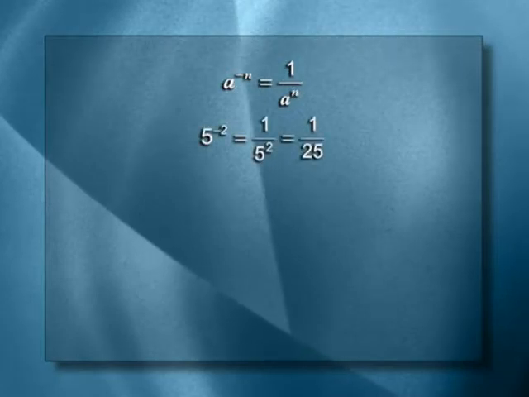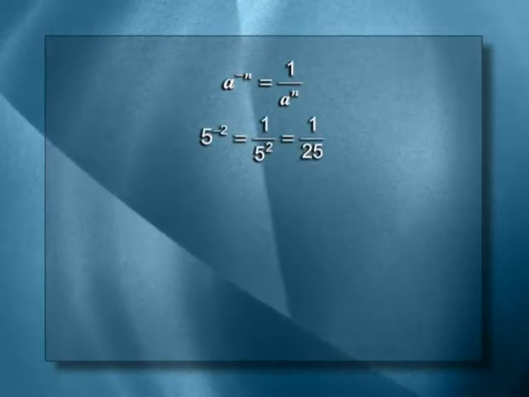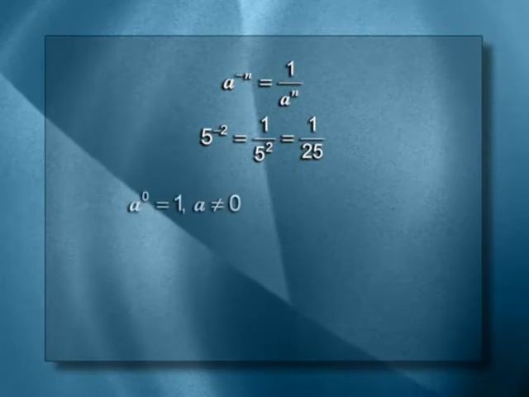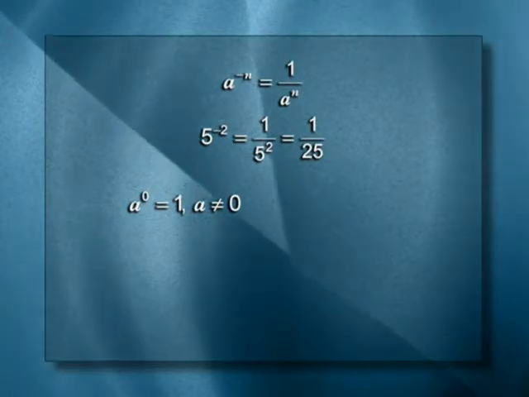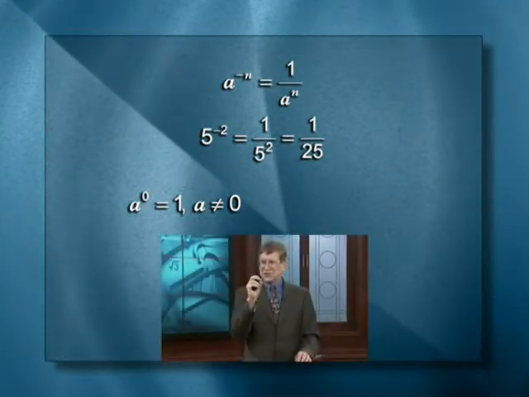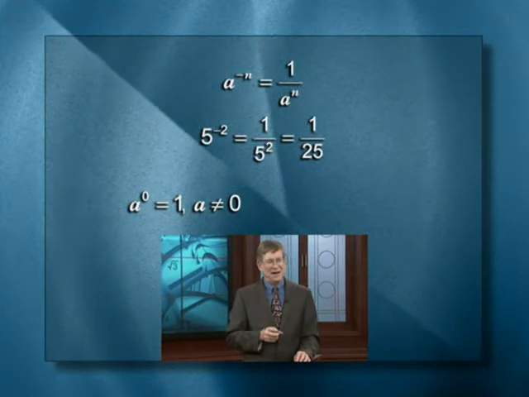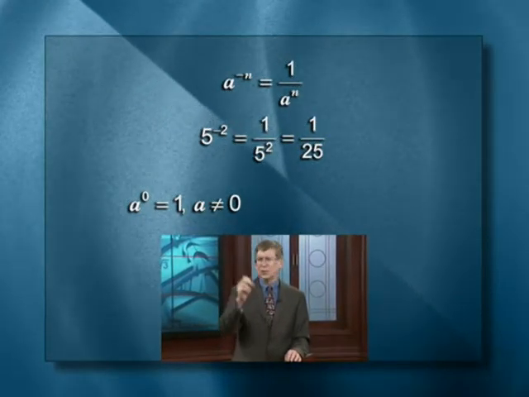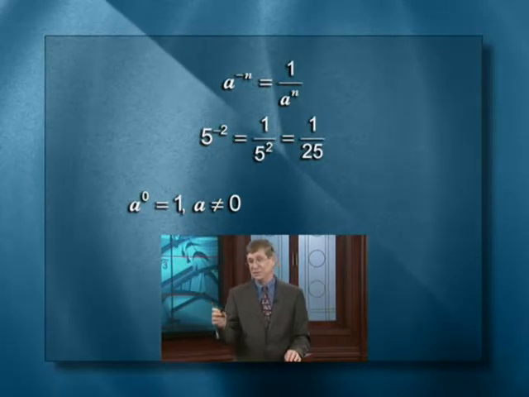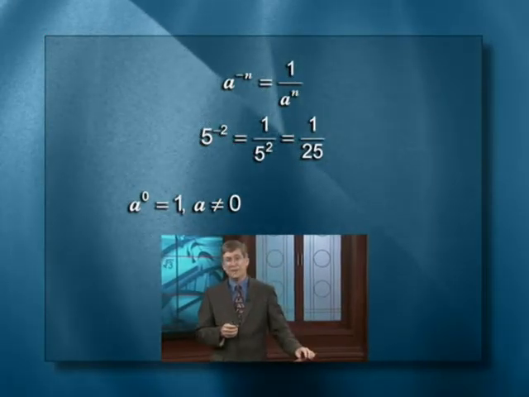Here's some more properties. A to the minus n means 1 over a to the n. For instance, 5 to the minus 2 means 1 over 5 squared, which is 1 over 25. A to the 0 equals 1. And that's true for all a not equal to 0. 0 to the 0 is not defined in mathematics. It's kind of a confusing number. But a to the 0, where a is anything but 0, that's always equal to 1.